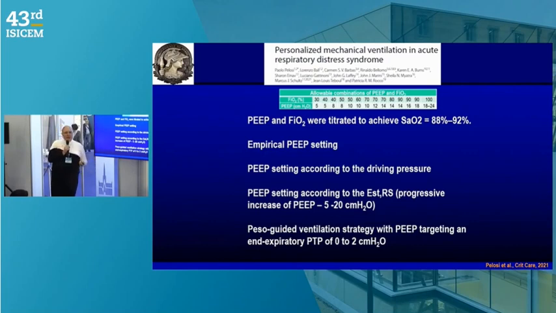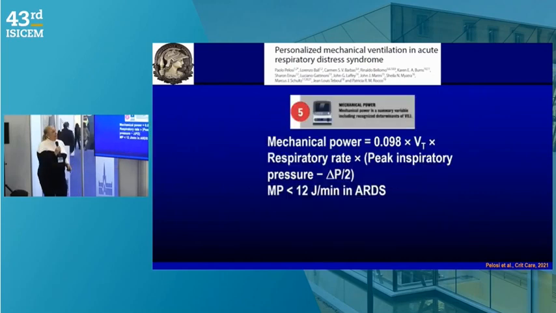Respect the physiology of the curve of the hemoglobin. And so from 88 to 92, it's good. PEEP setting according to the driving pressure. PEEP setting according to the static elastance. And the transpulmonary pressure. Okay, the other point is the mechanical power.